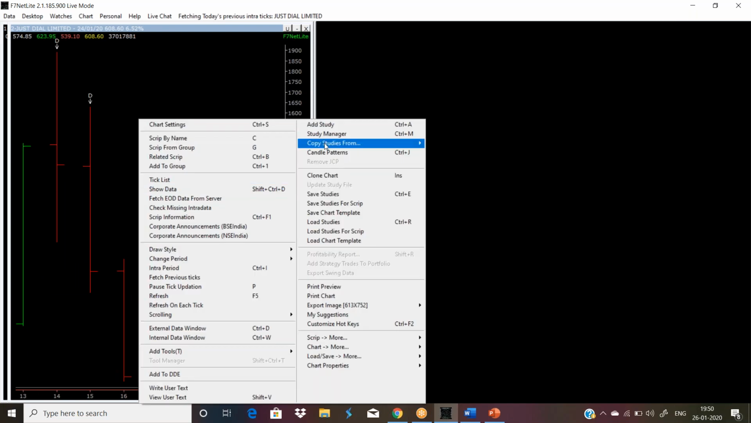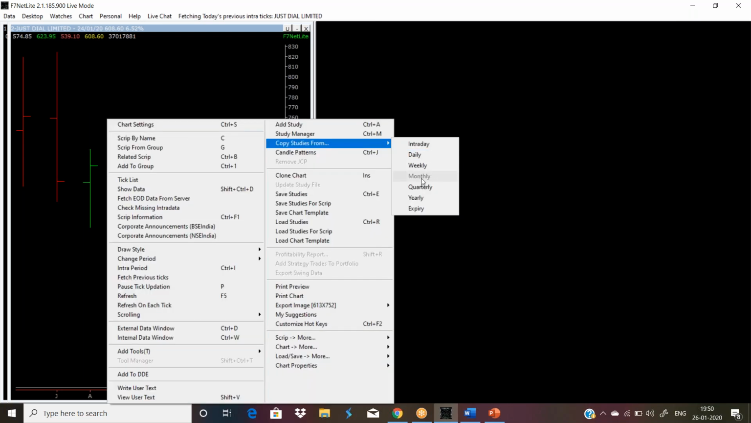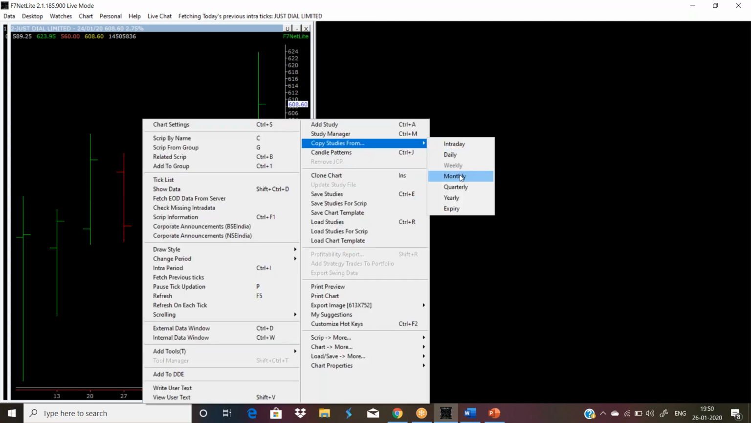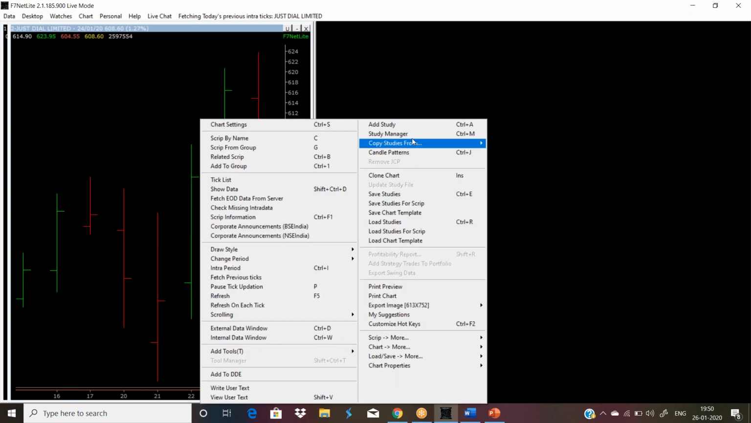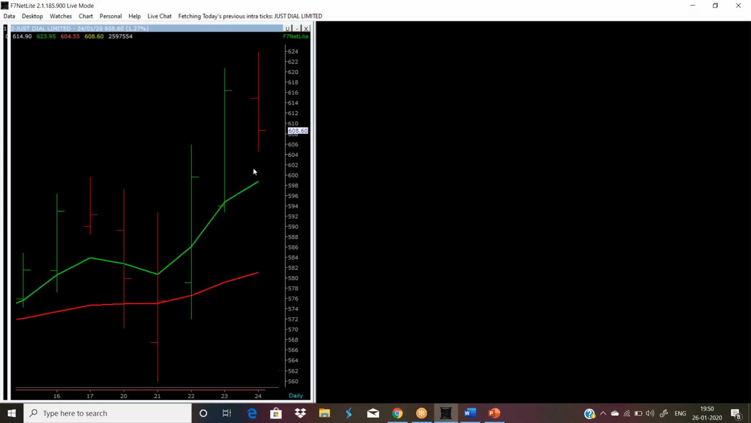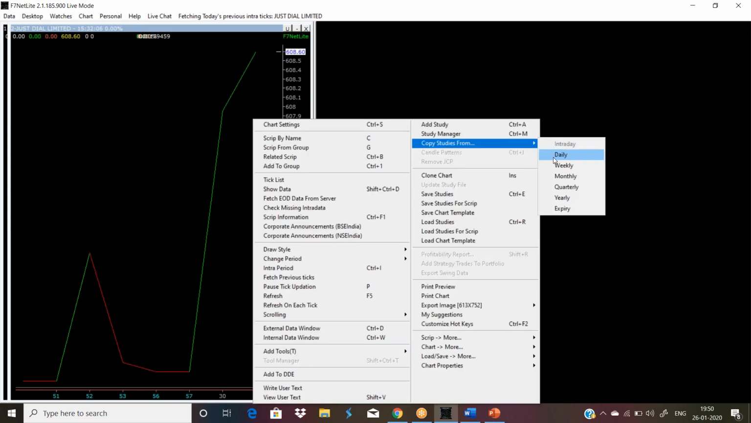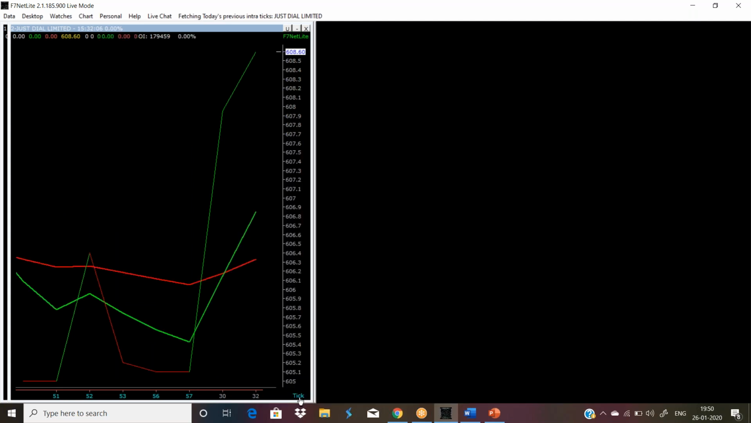Add study manager, copy studies. We record only two charts, no? That's why. Go to the monthly chart and copy studies from quarterly again. I'll go to the weekly chart and copy studies from monthly again. I'll go to the daily chart, copy studies from the quarterly chart. I'll go to the intraday chart, copy studies from the daily chart. I'll take the 1 hour chart.